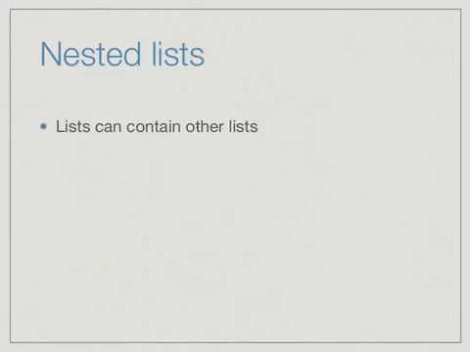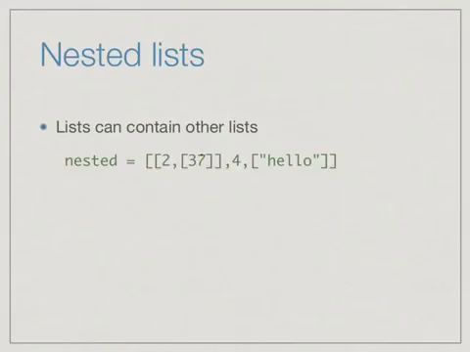Now lists can contain other lists, so this is called nesting. So for example, we can have a nested list. So this contains a single value at the beginning, which is another list. So this is position 0, this is position 1, and this is position 2. So position 1 is a single simple value, an integer 4.